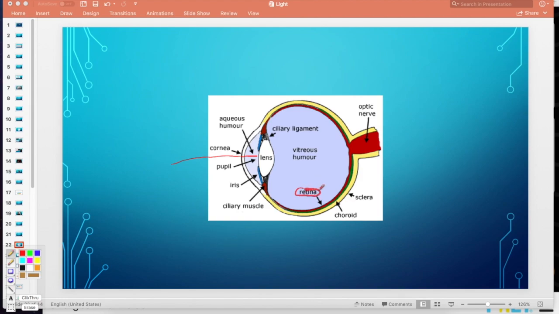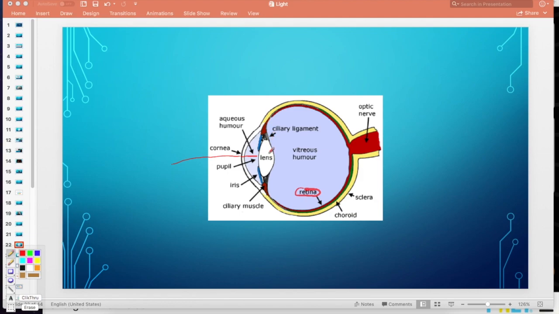That is where the light waves must go. So the lens is responsible for focusing, for bending, for refracting the light waves onto the back of the eye, the retina. So the light passes through the cornea, goes through the pupillary opening, travels through the lens, which focuses and bends it, and then back here to the retina.